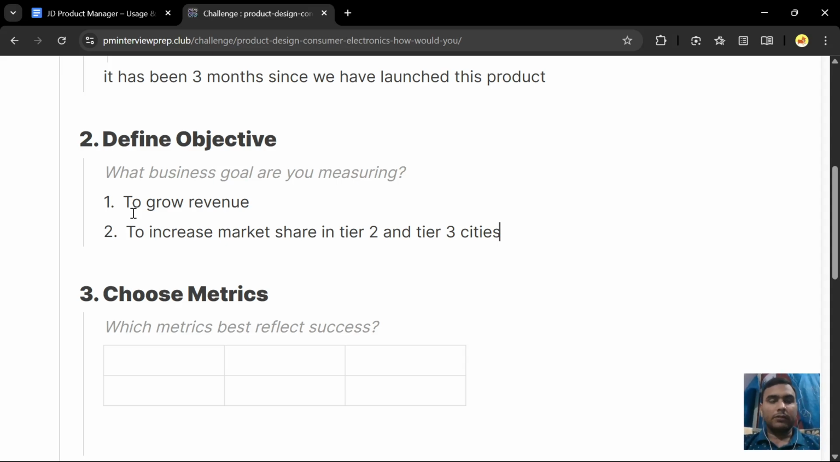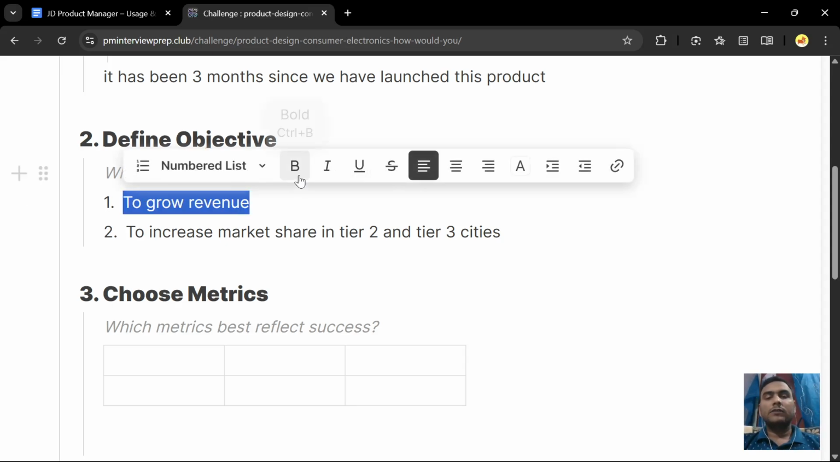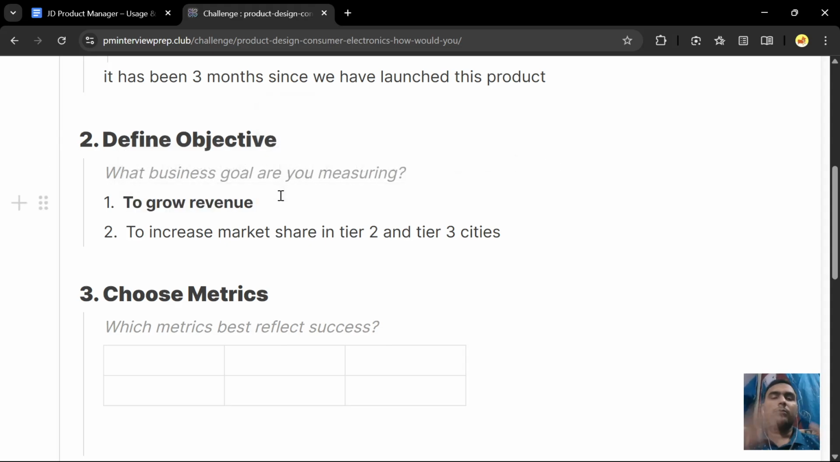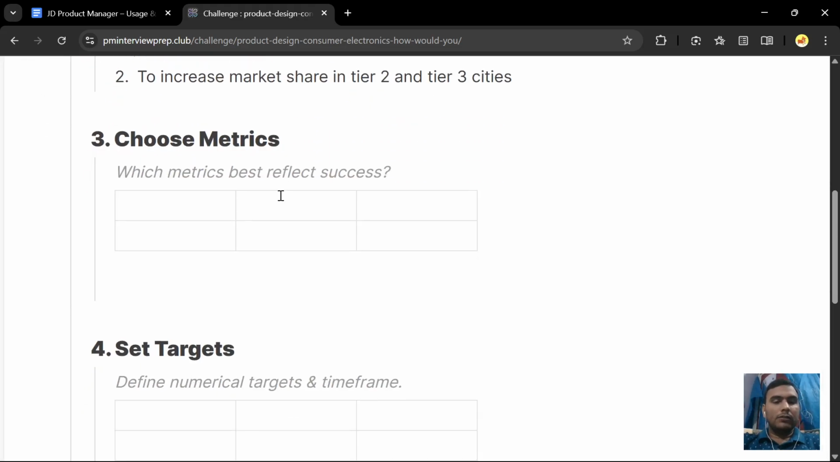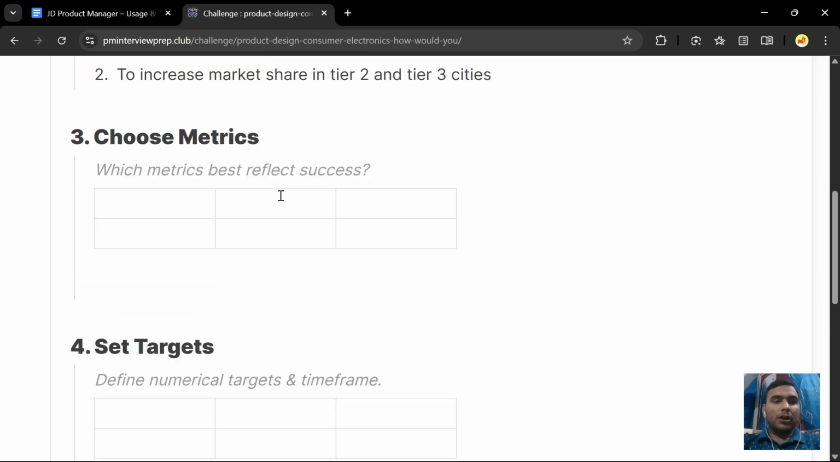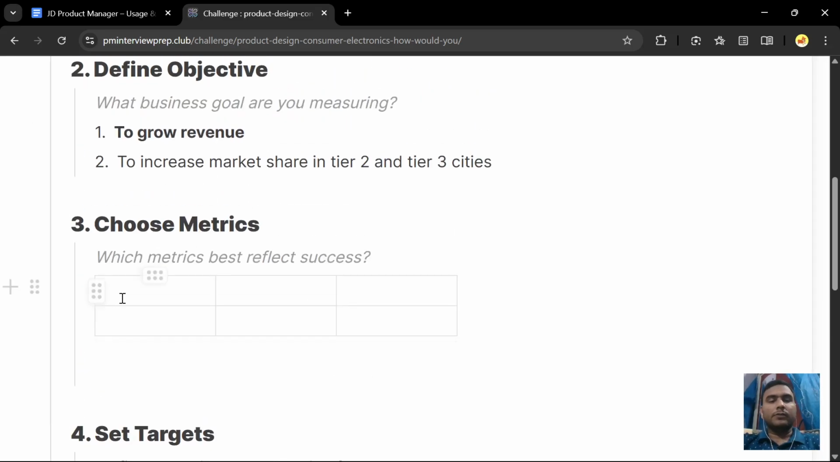So once you have clarified what we are agreeing upon, supposing we agree with the revenue part, that yes, our business goal is to grow revenue, now comes the metric part. We have taken this problem statement and set up an objective. Now, for measuring the success of that objective, for finding the solution, we need some metrics to define the success of this solution.